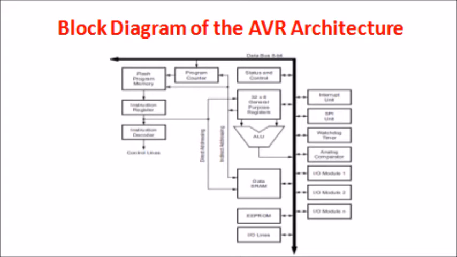With the help of block diagram of AVR microcontroller architecture, we can see here that 8-bit data bus is connected with the internal components of microcontrollers. These components are program counter register, status and control register, general purpose register, arithmetic and logical unit ALU, SRAM static RAM, electrically erasable programmable read-only memory EEPROM, IO lines, interrupt units, serial peripheral interface SPI, watchdog timer, analog comparator, and IO modules.